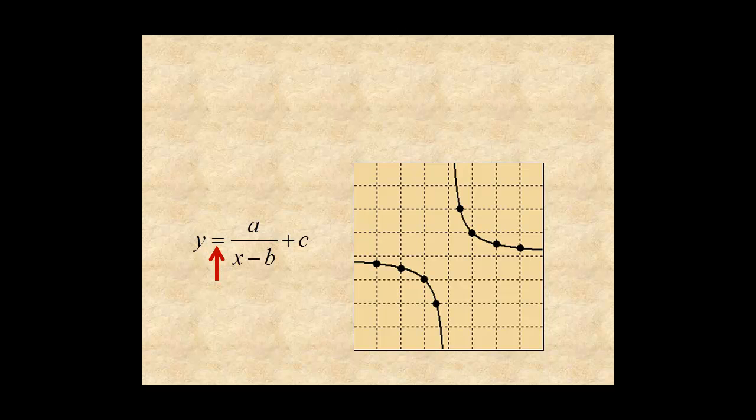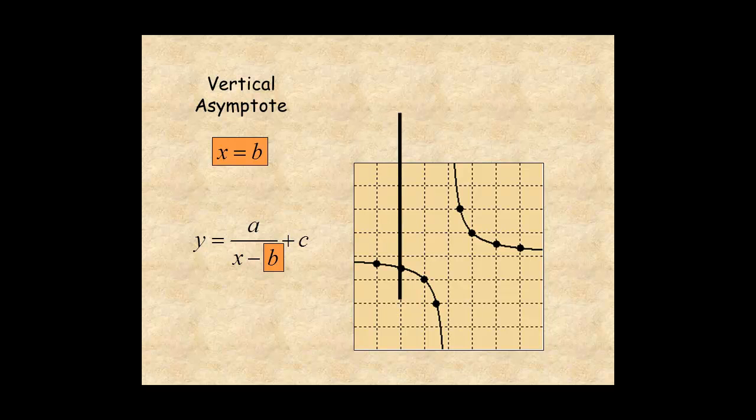In this form, x equals b is a vertical asymptote. A vertical asymptote, or VA, is a vertical line through x equals b on the x-axis. Near a VA, the graph of the function curves up or down towards the line, getting close but never touching.